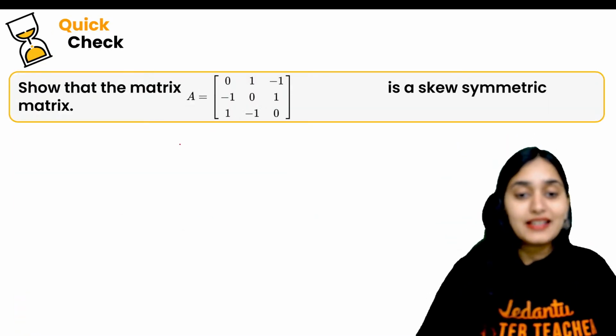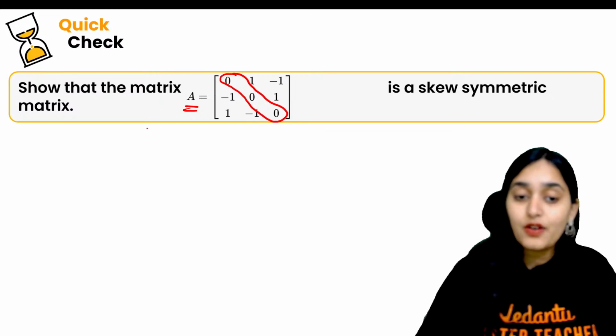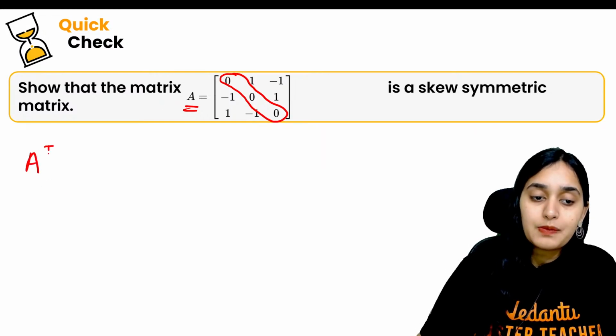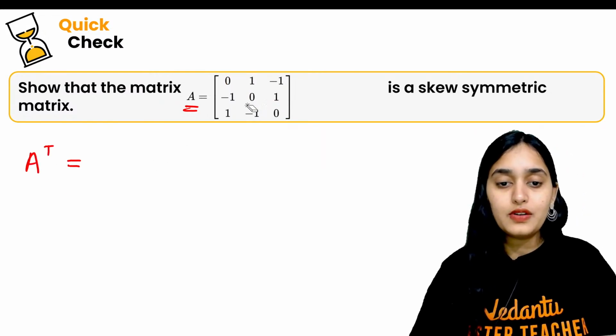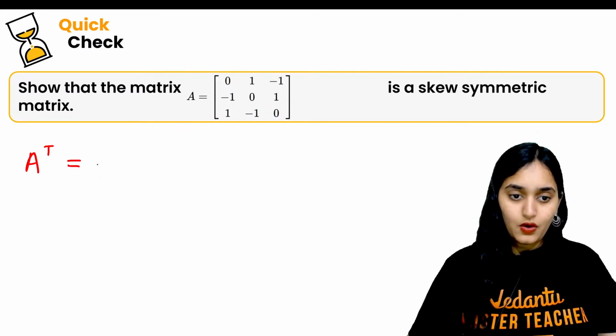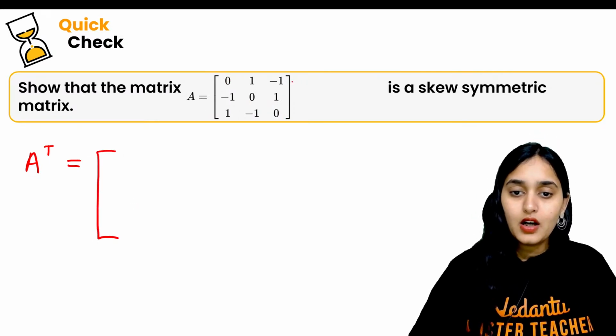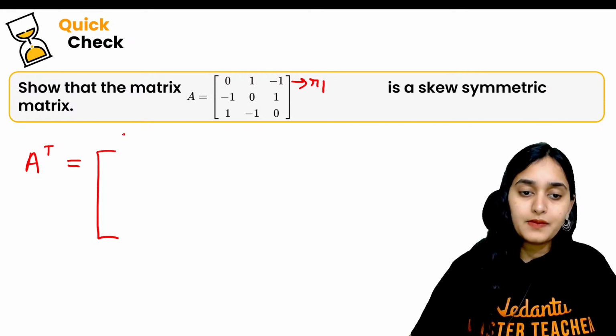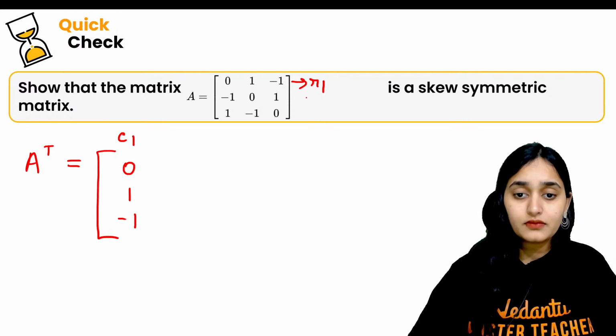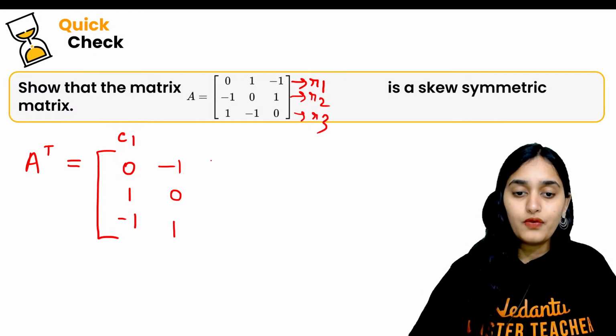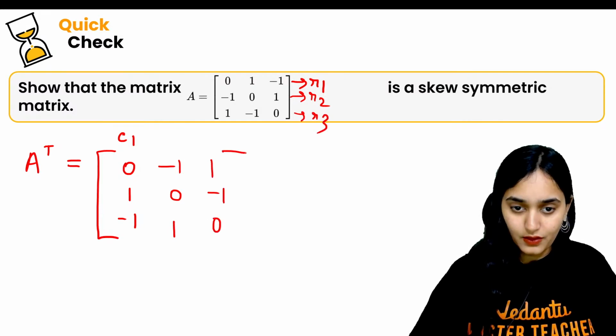Let's look at an example. Suppose this is A matrix. If you look at the diagonal elements, they are all 0. And if you find the transpose of this matrix, what do you see? Row number 1 becomes column number 1: 0, 1, -1. Row number 2: -1, 0, 1. Row number 3: 1, -1, 0.